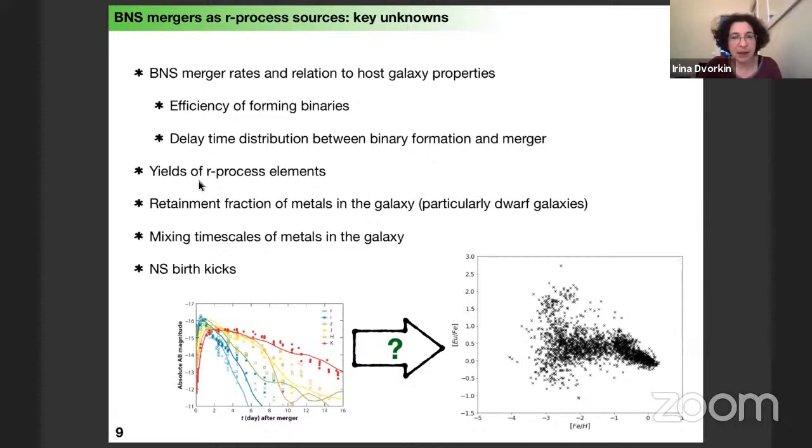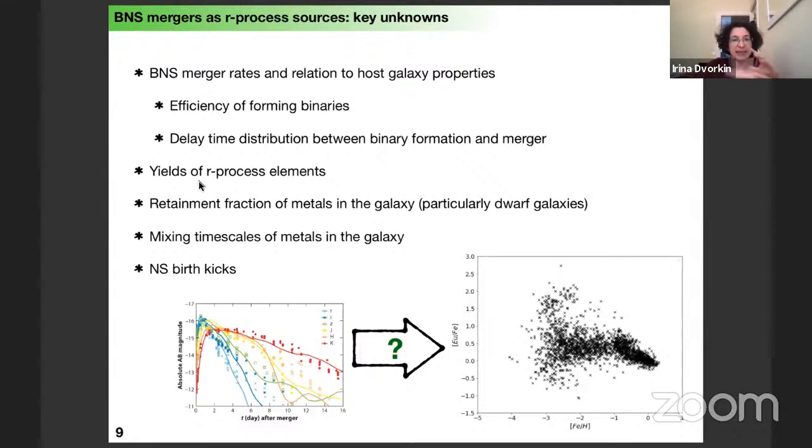We also need to know how much of these r-process elements or metals are retained in the galaxy, and I will come back to this in the next slides. You can imagine that if you have an energetic event like a merger or a core collapse supernova, it ejects these r-process elements in the ISM, but a lot of them will leave the galaxy, especially if it's a dwarf galaxy. What is interesting about the measurements that I showed you before of the dwarf galaxy Reticulum 2 is that it was able to retain a lot of these r-process elements inside, even though the event that produced them was probably very energetic.